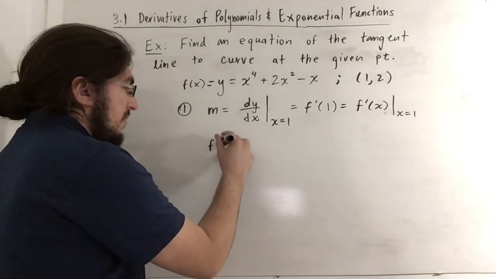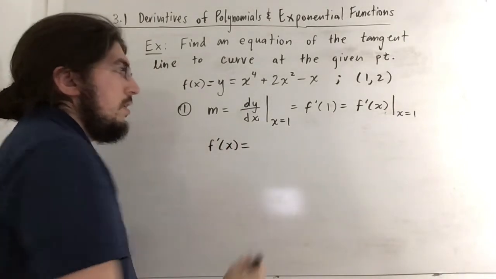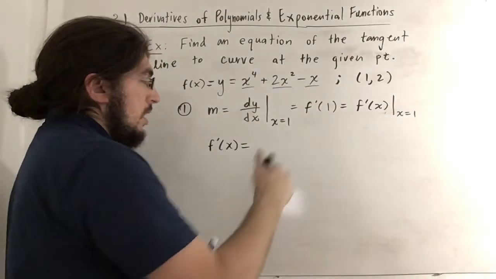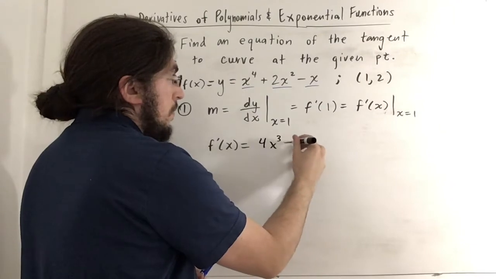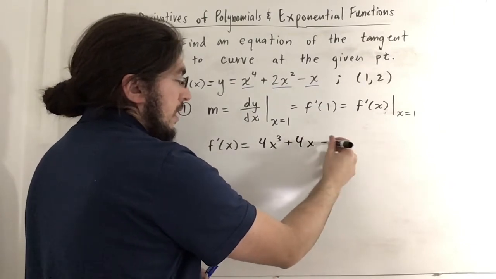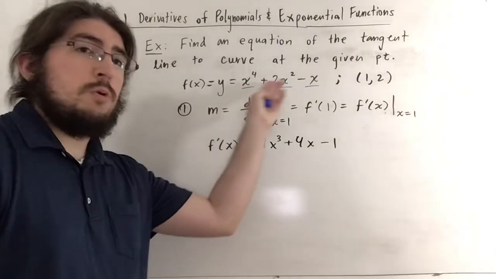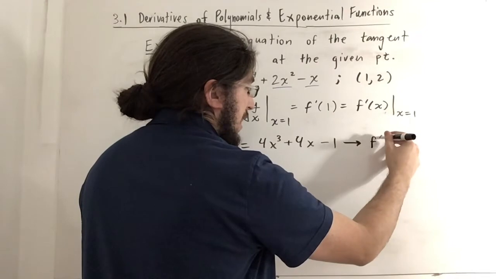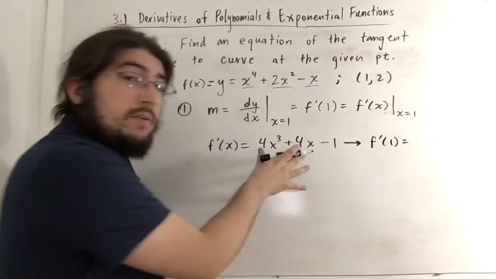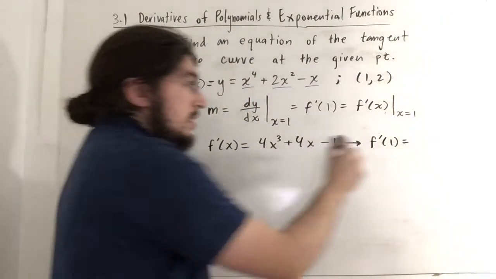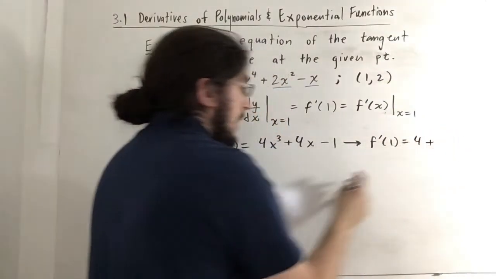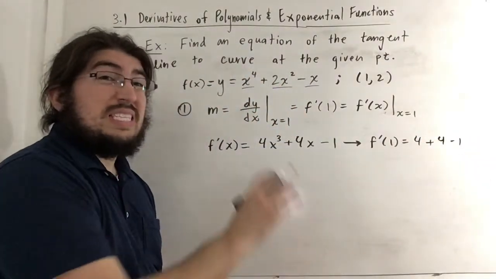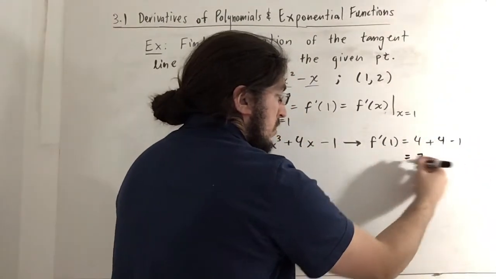So what is f prime of x? F prime of x, just use the power rule in each term. So that's going to be 4x to the third plus 4x to the 1, or just 4x, minus 1. If you follow taking the derivative of each of these, you'll get this. Then, plugging in 1, we'll get that f prime of 1 is equal to, plug in 1 for x, 4 times 1 to the third is just 4, plus 4 times 1 is just 4 also, and then minus 1. So that's 8 minus 1, so the slope is 7.